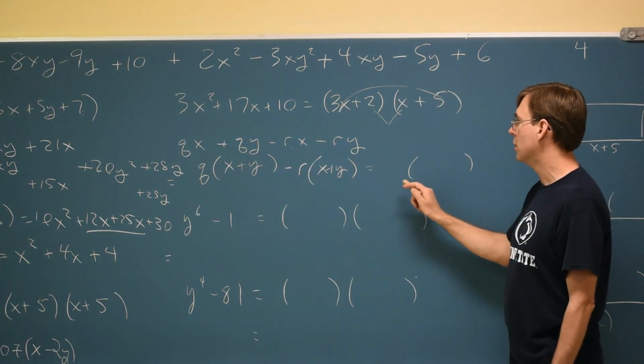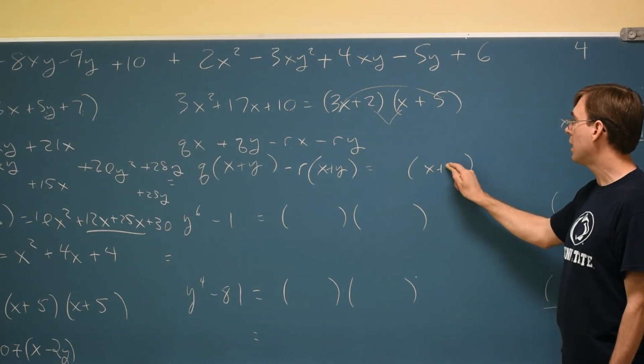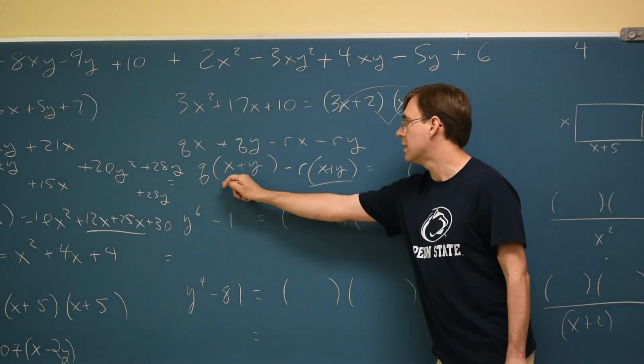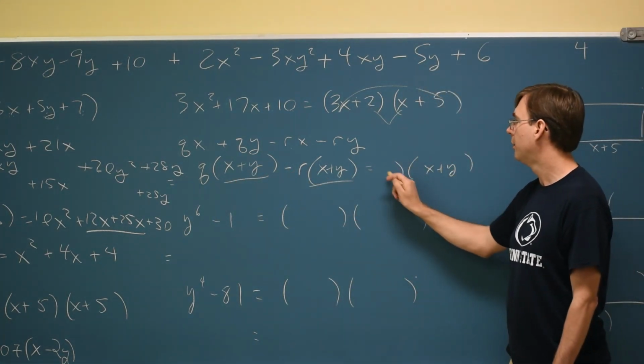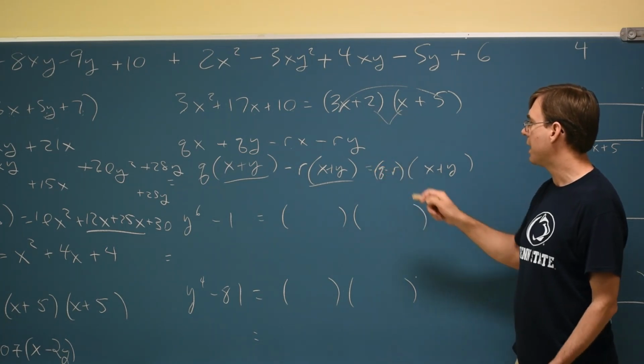And then we're going to get two groups. The x plus y is one of the groups that we can see, it was already here twice, just keep that group. The other group would be q minus r.